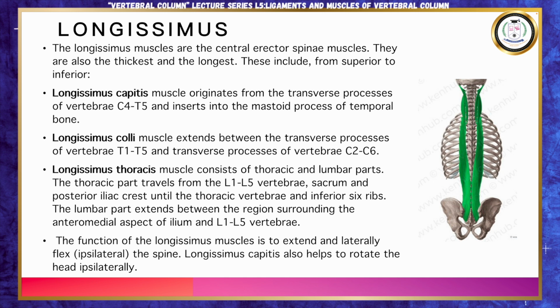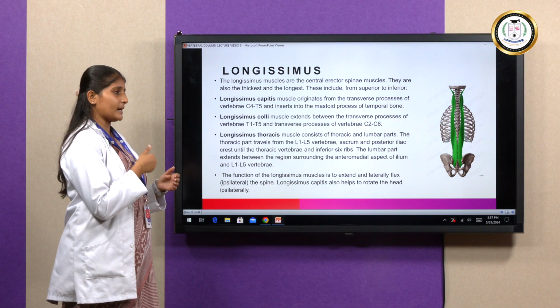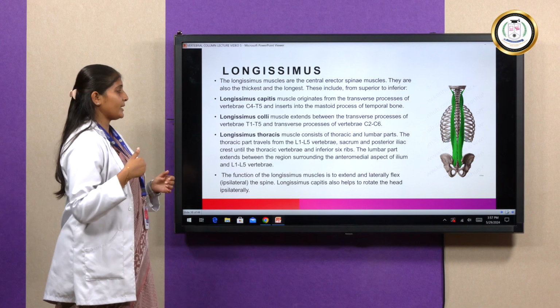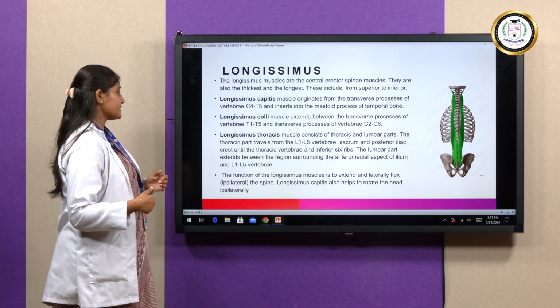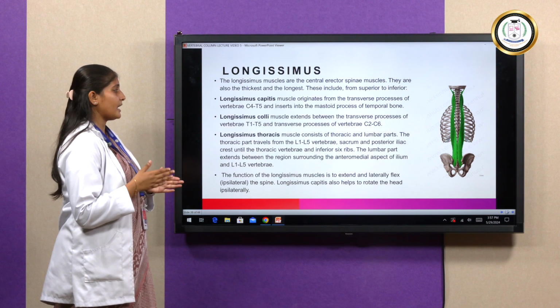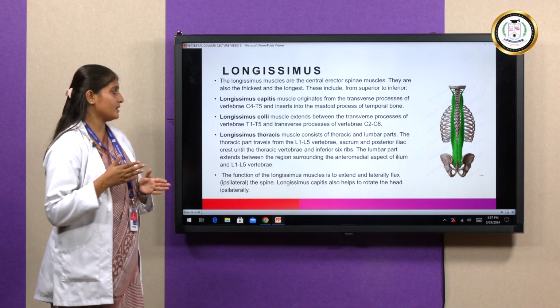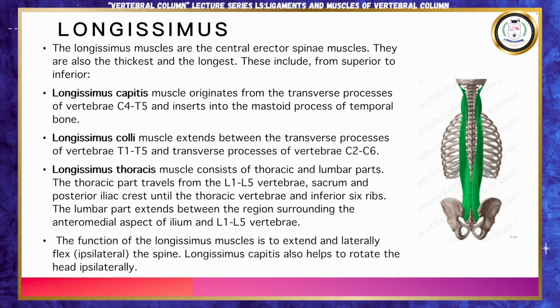Then we have another segment, which is the longissimus thoracis muscle. It consists of both thoracic and lumbar parts. The thoracic part travels from L1 to L5 vertebra, sacrum and posterior iliac crest until the thoracic vertebra and inferior 6 ribs. Then the lumbar part extends between the region surrounding the anteromedial aspect of ilium and L1 to L5 vertebra.